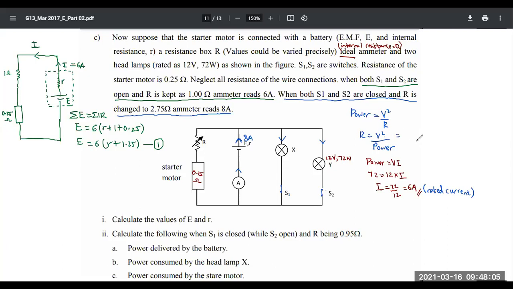Okay, what is V squared? V squared is 12 squared, 12 into 12 divided by power, that is 72. 12 into 12 is 144, divided by 72 is 2 ohm. So resistance is 2 ohm. Whose resistance is this? Headlamp. I'm applying this equation for headlamp. This is how you find the resistance of something if they have given you the rated power and rated voltage. So we have the resistance of each, 2 ohm, 2 ohm.